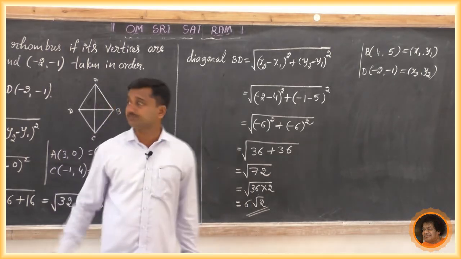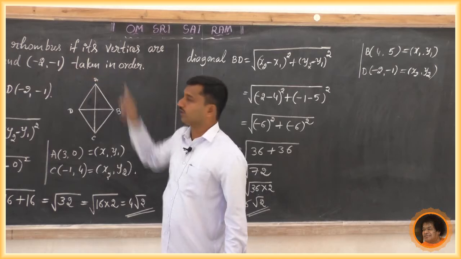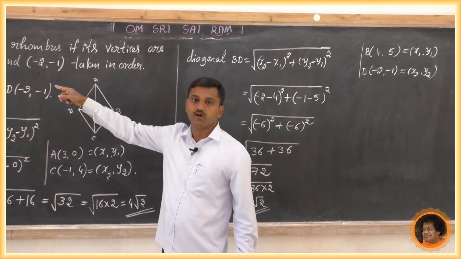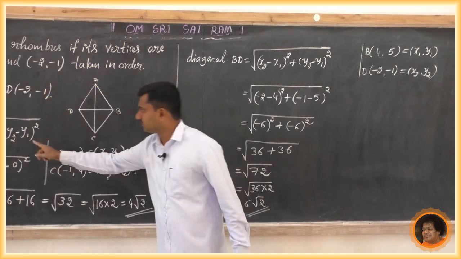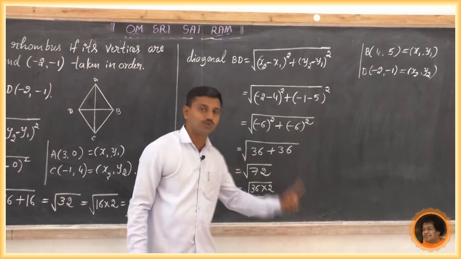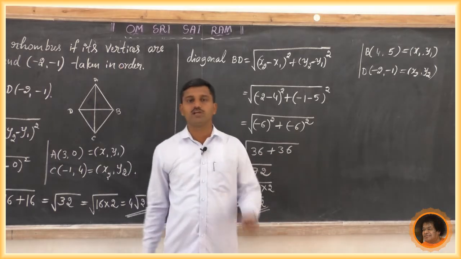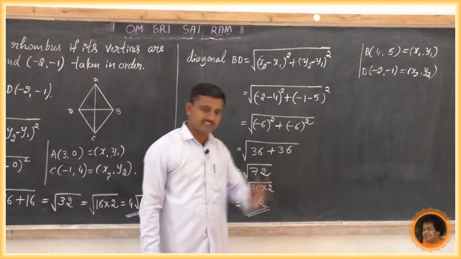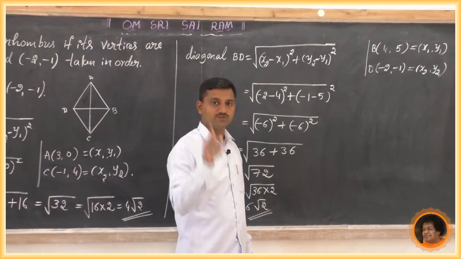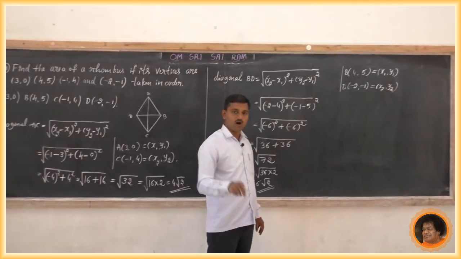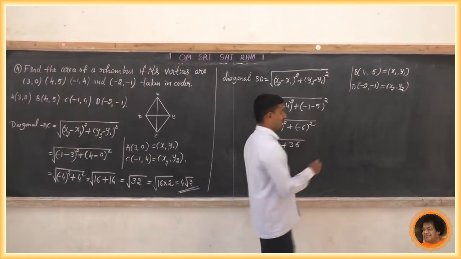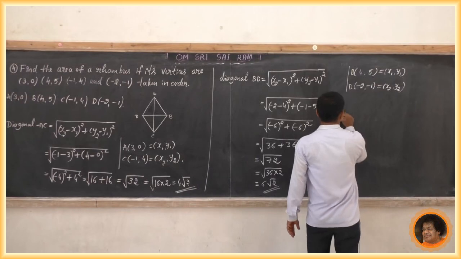What is the question given? Find the area of a rhombus if the vertices are given, taken in order. So the first diagonal is 4 root 2, and the second diagonal is 6 root 2. Find the area of the rhombus. What is the formula to find the area of the rhombus? Just recall the formula. Area equals half into d1 into d2, or area equals half into the product of its diagonals.